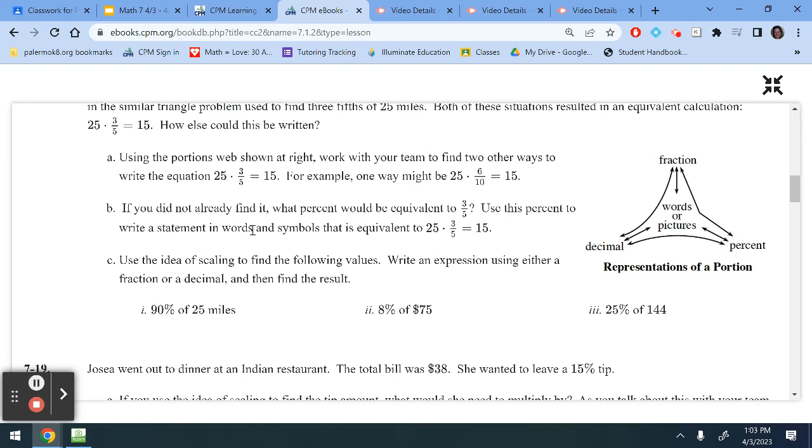Okay, so for B, it says if you did not already find it, what percent would be equivalent to 3/5? We did find it in the previous problem. Use this percent to write the statement in both words and symbols. It's equivalent to 25 times 3/5 equals 15.